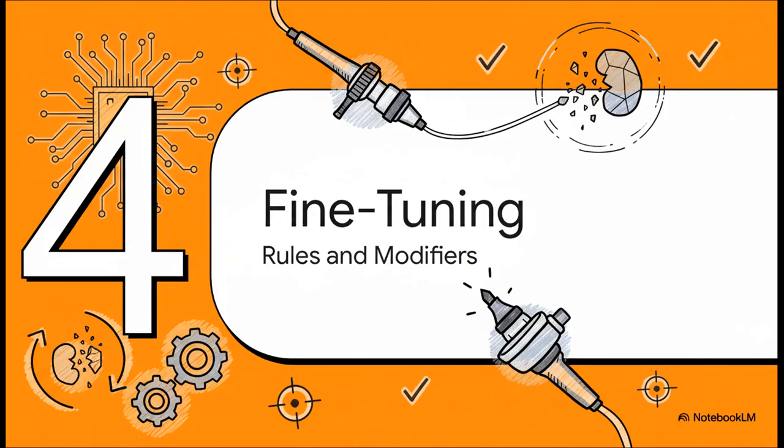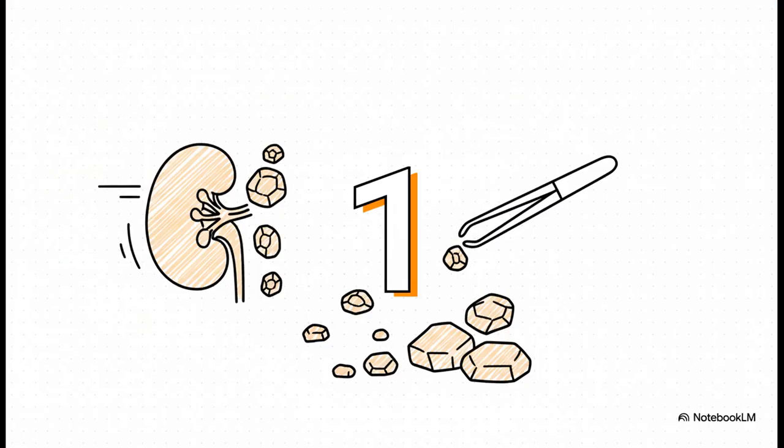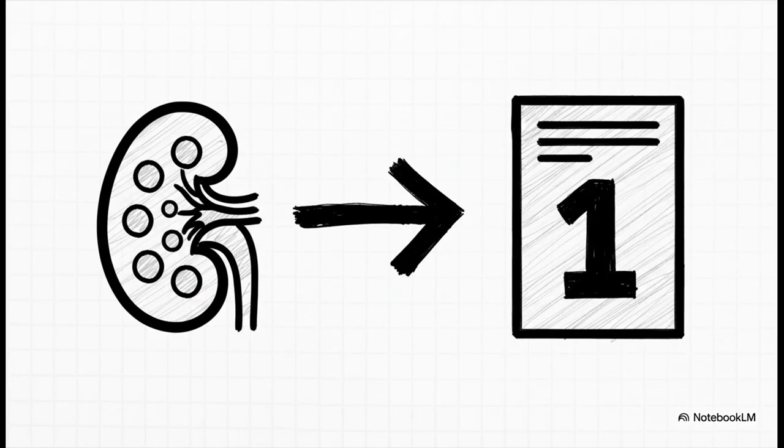Okay, we've covered the what. Now let's get into the how. These final rules and modifiers, this is the stuff that ensures your coding isn't just correct, but it's precise. This is the fine-tuning. Let's start with a really simple but super powerful rule. It doesn't matter if the surgeon removes one tiny little stone or 10 of them. You only report one unit of the procedure code. The rule is simple. One code per kidney per session. That's it. The code pays for the entire procedure on that one kidney, not for each individual stone they take out. Remembering this is going to be key to preventing any overcoding.